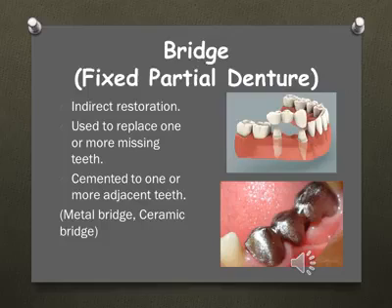Basically, a bridge is cemented to one or more adjacent teeth which are prepared with the help of a dental drill. The tooth that a bridge replaces is known as a pontic, and the adjacent teeth which help in the cementation of a dental bridge are called abutment teeth. These abutment teeth are prepared with the dental drill, and then we take the impression and send it to the lab, and according to the need of the patient, we get either a metal bridge or a ceramic bridge.